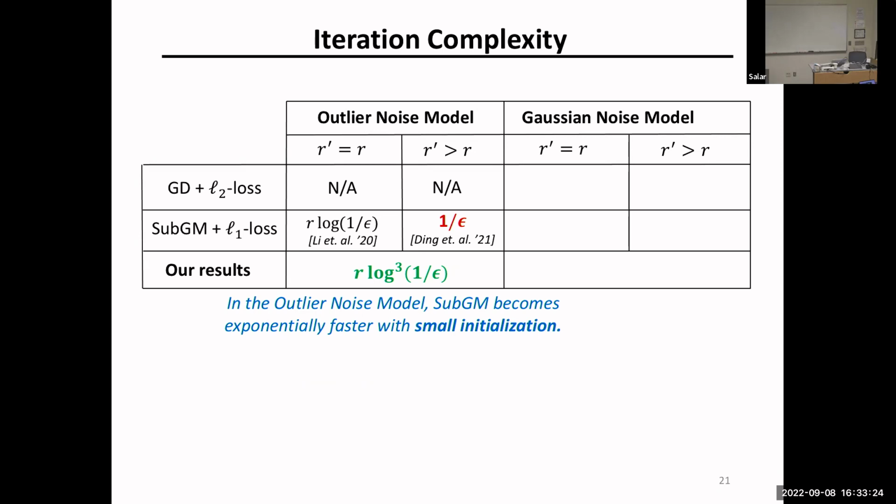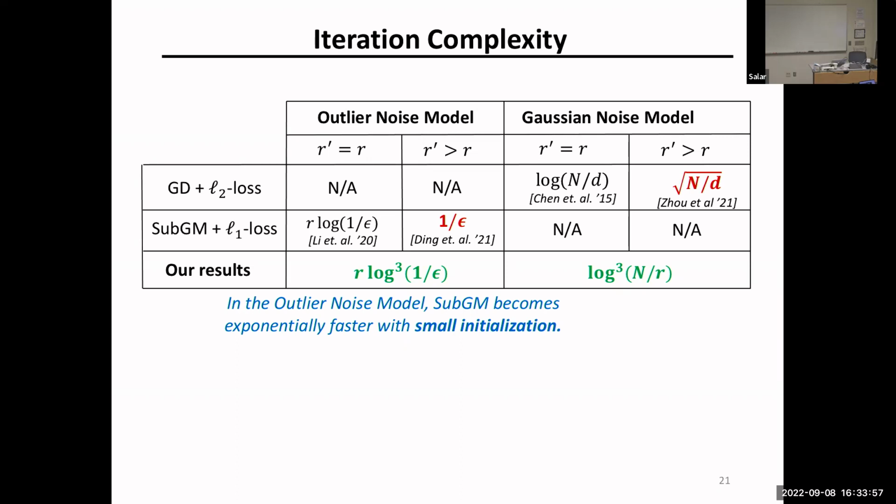And we could also extend this to the Gaussian setting. In the Gaussian setting, it is known that gradient descent on L2 loss will converge in the exactly parameterized regime. It has log of n divided by d iteration complexity, but it also slows down when we have overparameterization. And to the best of our knowledge, we don't have any result under the Gaussian noise model when we use the subgradient method on L1 loss.